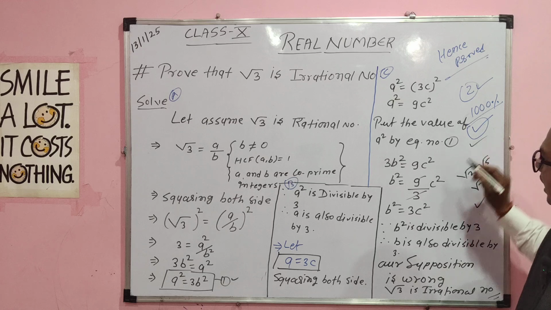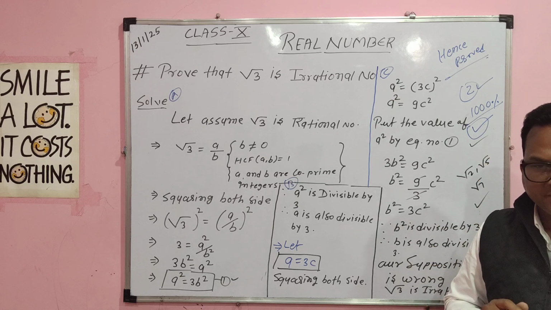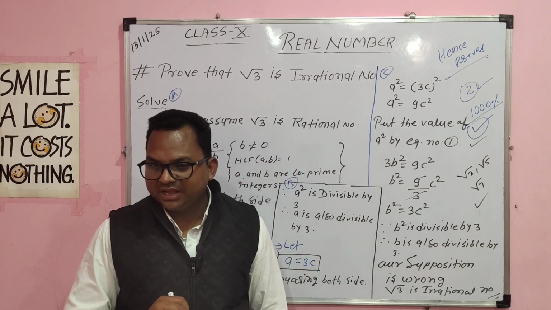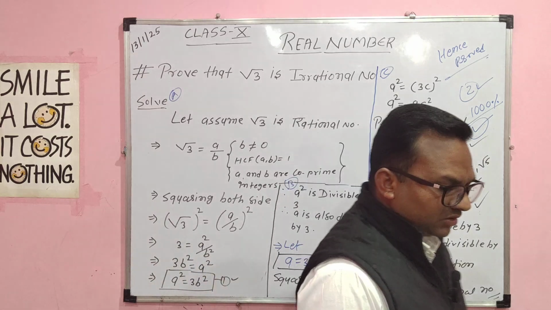So our first chapter is completed. Mainly there are 3 methods, 3 types of question. First is prime factorization, second is HCF LCM, and third is proving that a number is irrational or not.